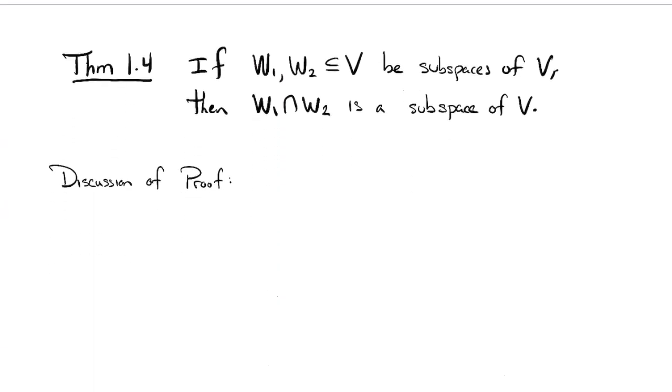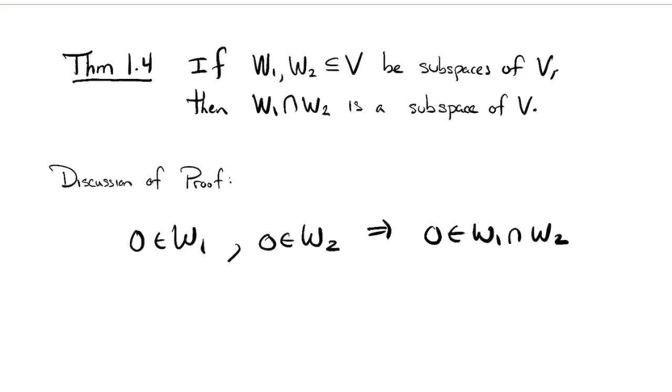Okay, last thing I want to discuss, I'll make it brief. This video is kind of long. Theorem 1.4: if you take two subspaces, W1 and W2, of the same vector space, their intersection, the set of elements that are in common to W1 and W2, is a subspace. Why is that true? Well, because W1 and W2 are subspaces, we know that 0 is in both of them. So 0 is in the intersection.